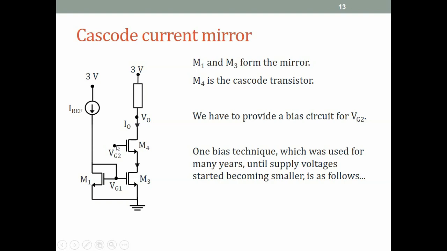Can we connect a DC voltage at VG2 and that will make a good enough current mirror? All right, so I'm leaving that as homework. That is not done in most actual mirror circuits.